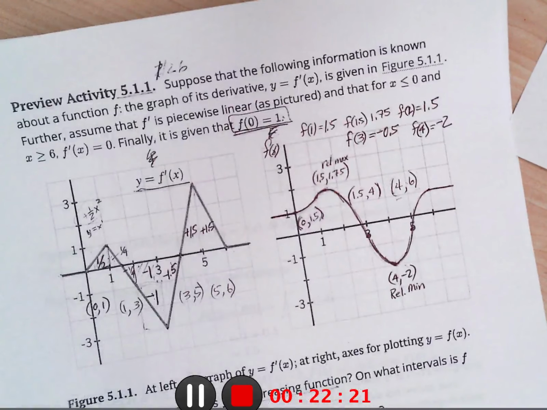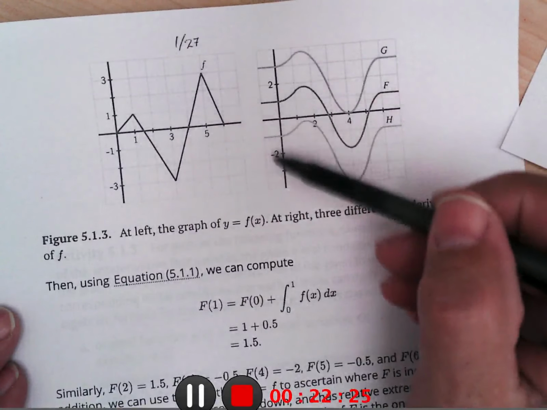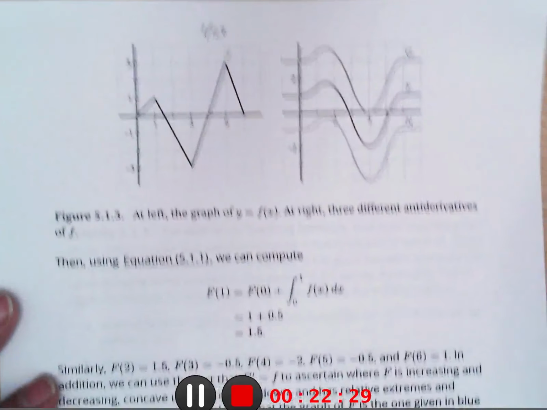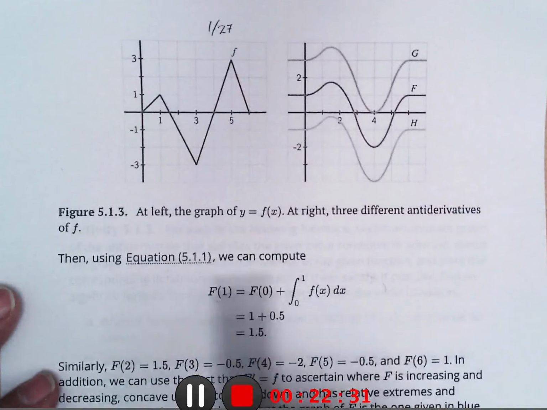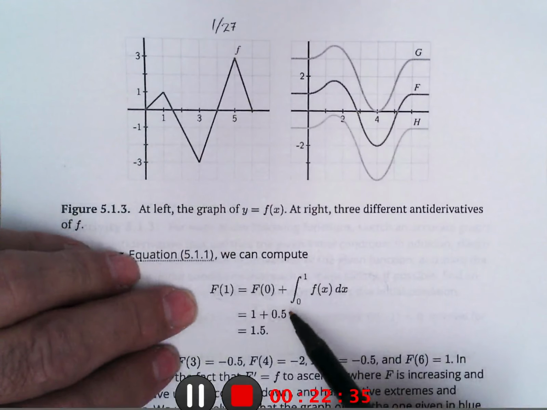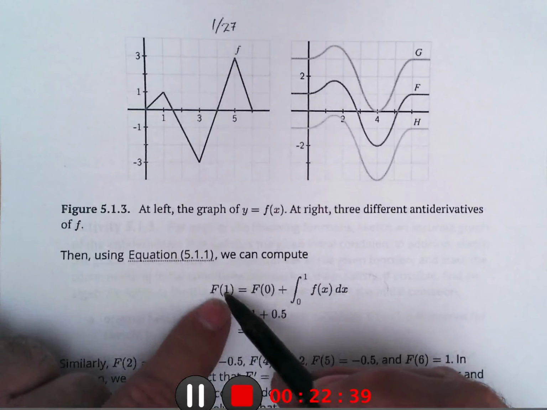Now, it could be other places, and it could be at 2, or it could be any place. But they want to try to talk about what's going on here. And I tried to talk about this just a moment ago, but let's talk about it again here. So it's saying we can find out how high this function is at 1.